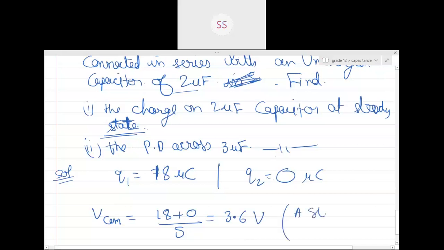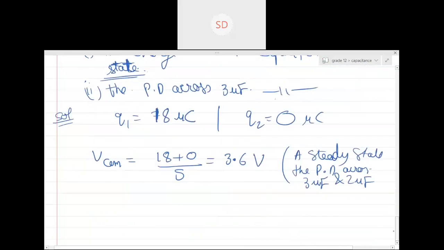That implies at steady state, the potential across the 3 microfarad and the 2 microfarad should be equal, and equal to 3.6 volts. So this is what is meant by V common. Always remember. Now what has been asked in the question? What is the charge on the capacitor? There was charge on the 3 microfarad capacitor when it is connected in series.